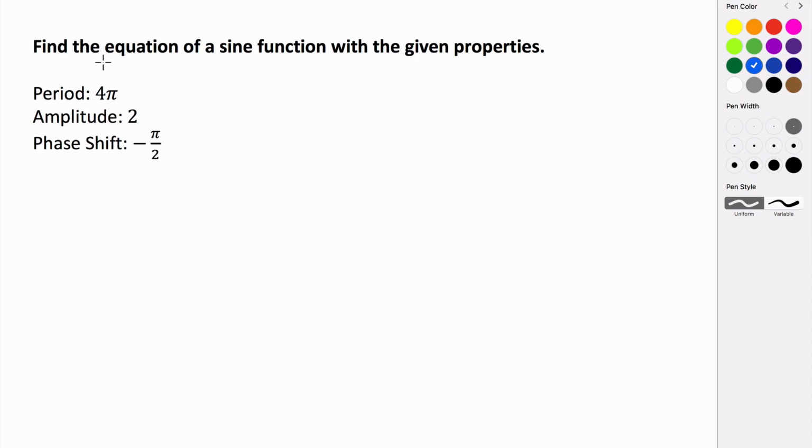For this problem, we are asked to find the equation of a sine function that has these given properties. So if you recall, the sine function, its general equation is y equals a times the sine of omega x minus phi plus b. So we need to try and find the values of a, omega, phi, and b so that we can write our equation.